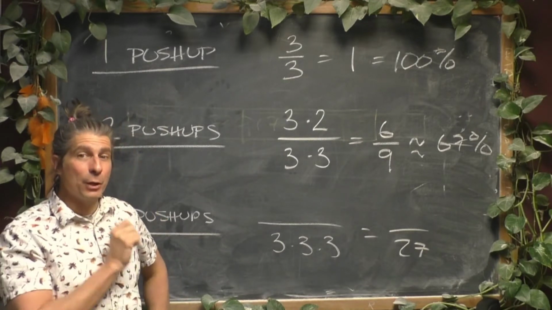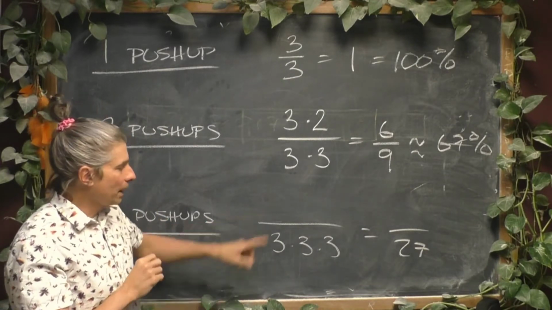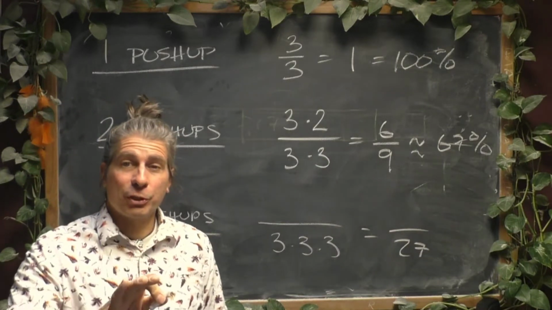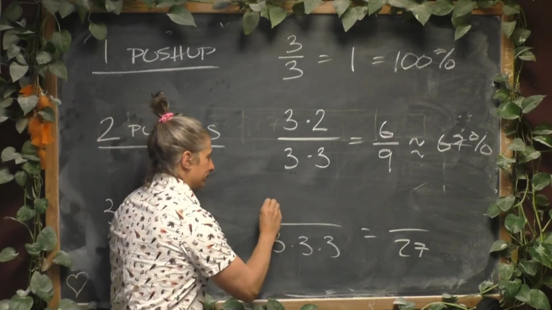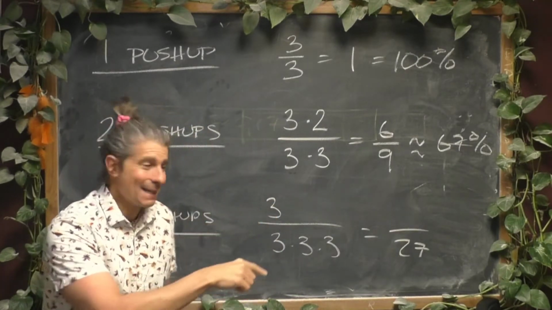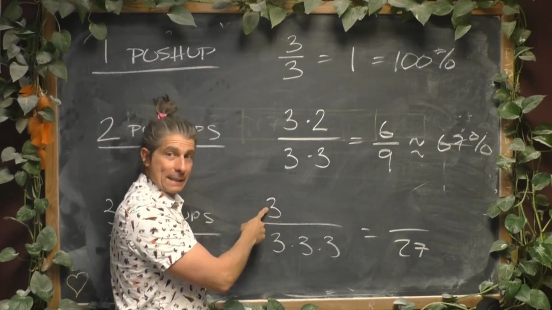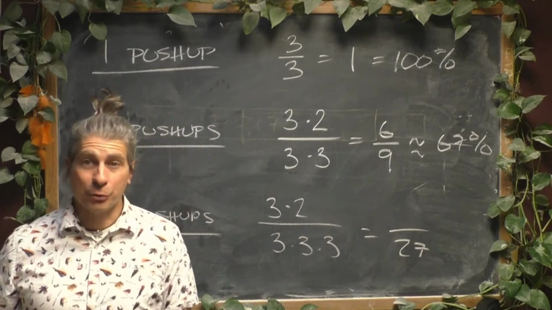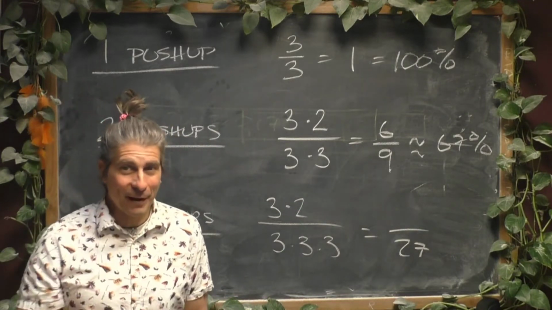Now let's think about the numerator. The numerator, the first push-up can be any of 3. The next push-up can't match the one before it, which means there's 2 choices. Now be careful. Don't fall into the factorial trick here.